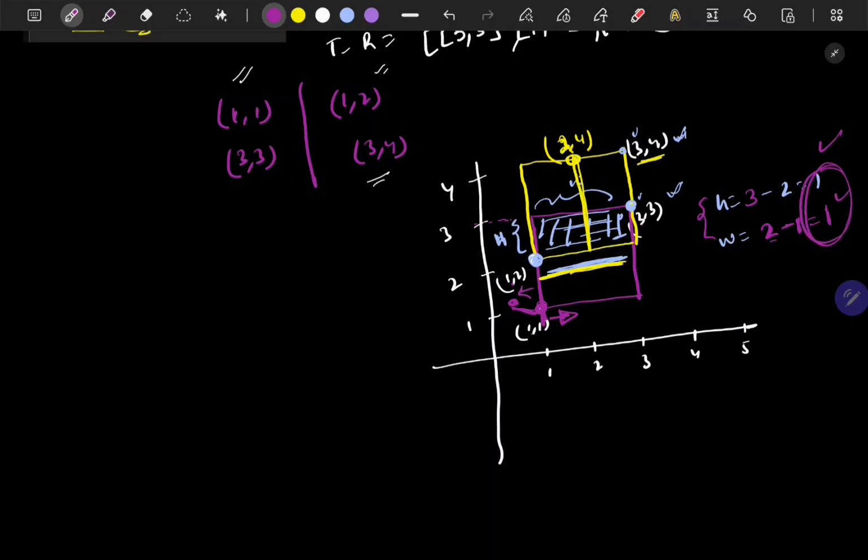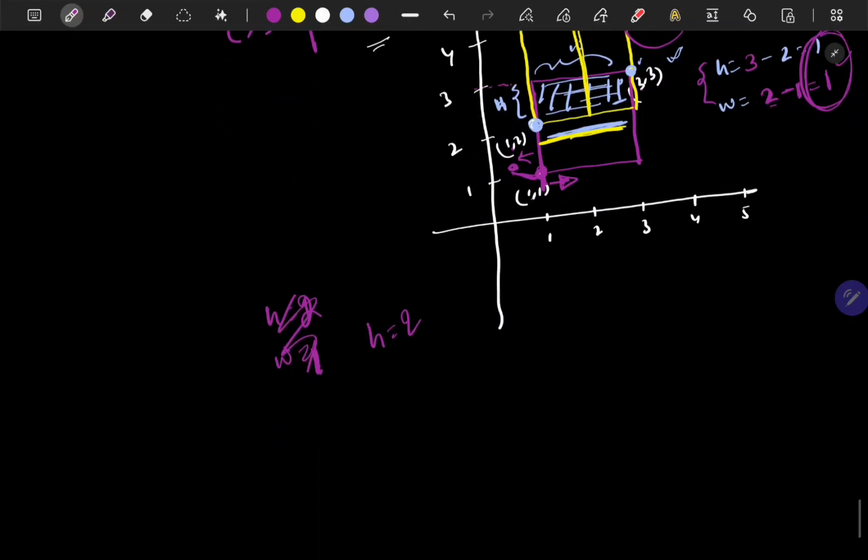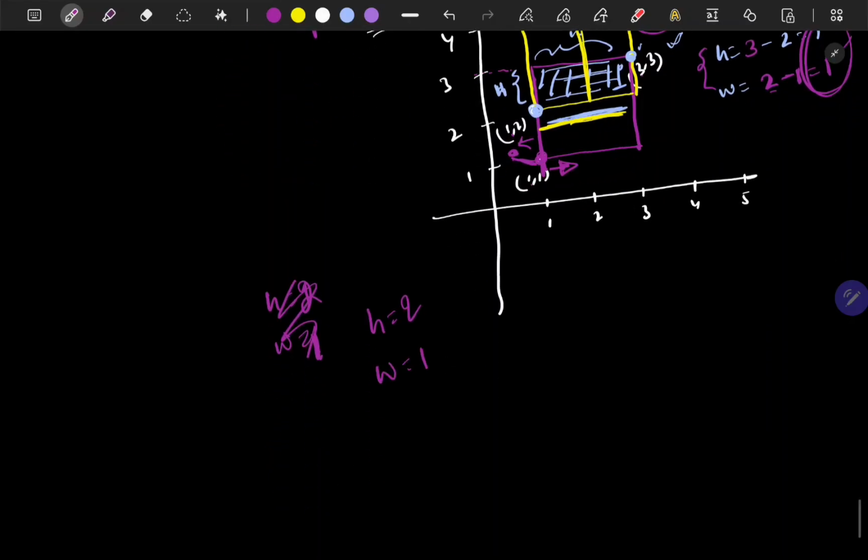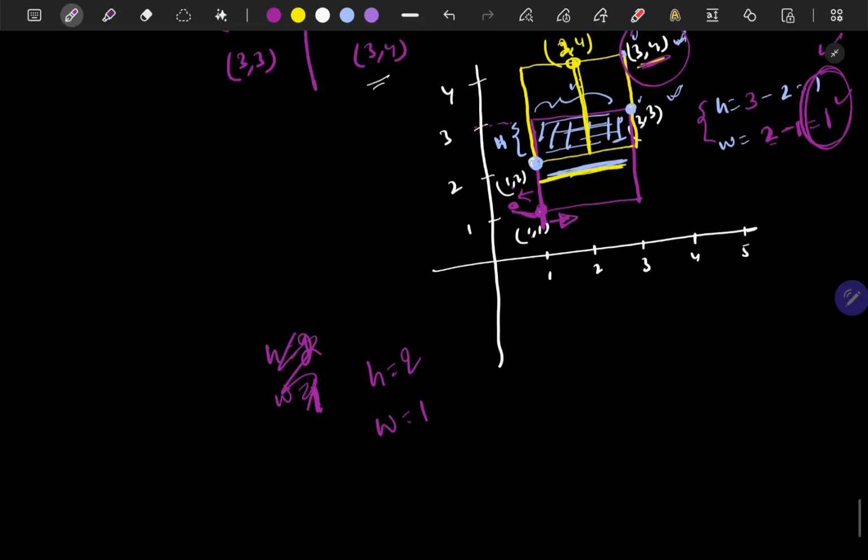So now this height is 1 and this width is 1. I took this just to make you understand. Otherwise, if we take the previous coordinates only, our width will come as this one and our height will come as this one, which is 2 and 1. So let's say height 2 came and width 1 came. Now this is the overlapping area.